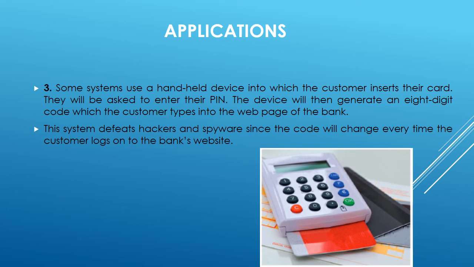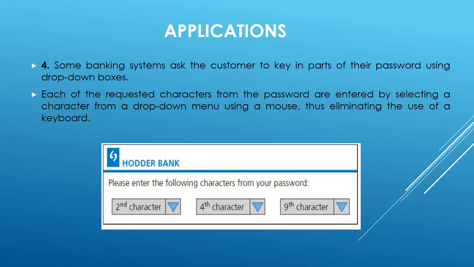This system defeats hackers and spyware since the code will change every time the customer logs on to the bank's website. Some banking systems ask the customer to key in parts of their password using drop-down boxes. This is an attempt to defeat spyware key logging software. Each of the requested characters from the password is entered by selecting a character from a drop-down menu using a mouse, thus eliminating the use of a keyboard.